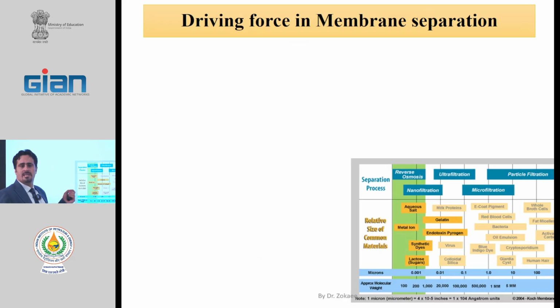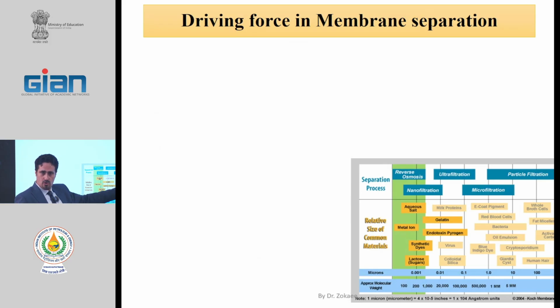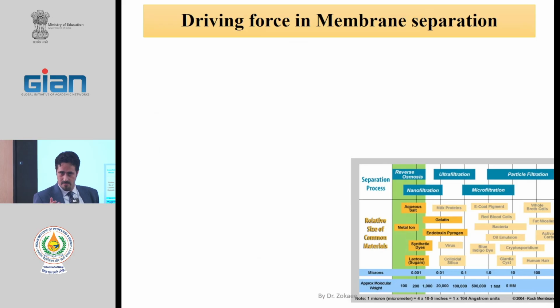One question is why we do not use RO for separation of all of these. When we can use one process for separation of all these molecules, why do we use MF? Why do we use UF? We can use RO for separating all of them.